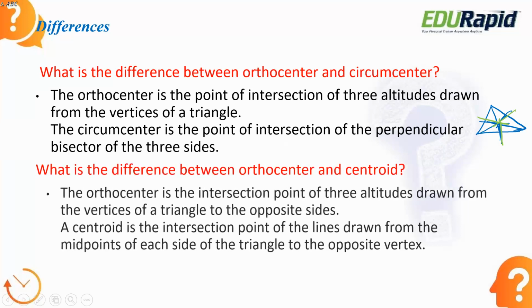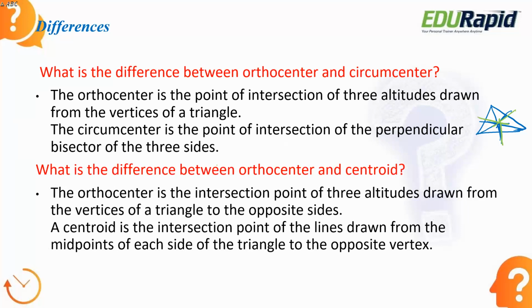Next, we have centroid. What is centroid then? The centroid is the point of intersection of the lines drawn from the midpoint of each side. In the circumcenter, it is drawn from the perpendicular, but here in the centroid, it's drawn from the midpoint of each side. From the midpoint of each side, they are drawn to the opposite vertex and they meet together. So from here, if you join, this is called the centroid.